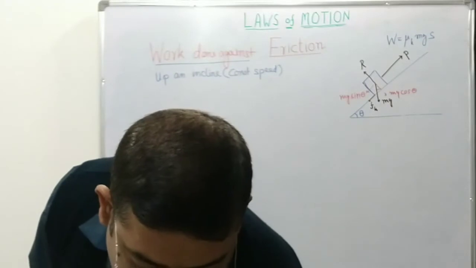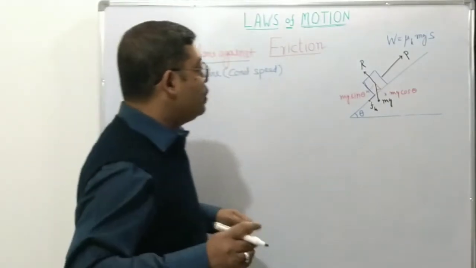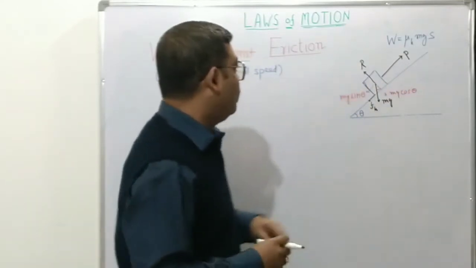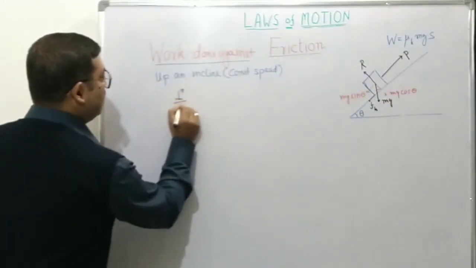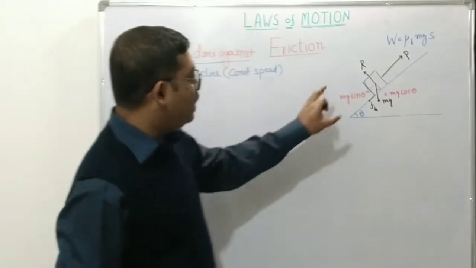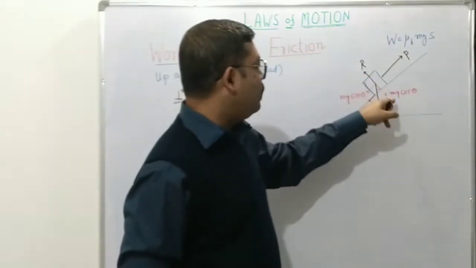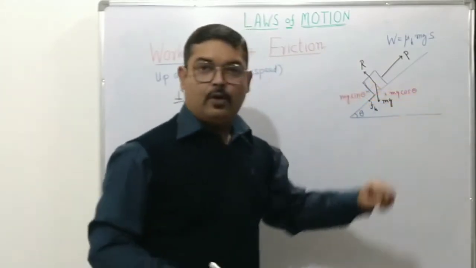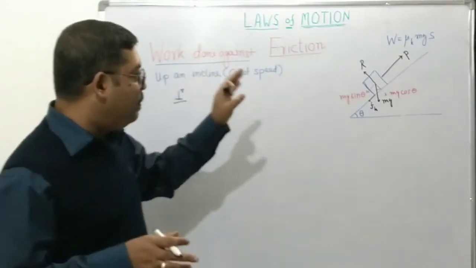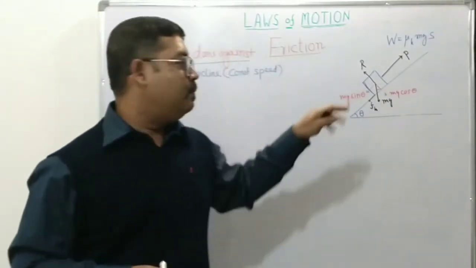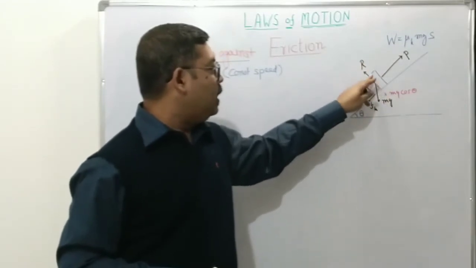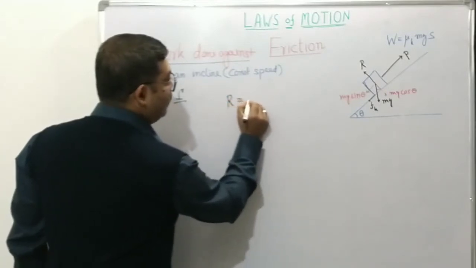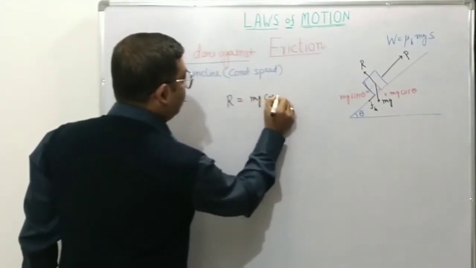So if we now consider the equations of motion parallel to the plane, along the plane, and perpendicular to the plane. Let's say perpendicular to the plane. If we say perpendicular to the plane, then there are two forces. One is the reaction force, and the other one is the perpendicular component of mg, that is mg cos theta. These two must balance each other so that the object doesn't sink into the plane. So R must be equal to mg cos theta.